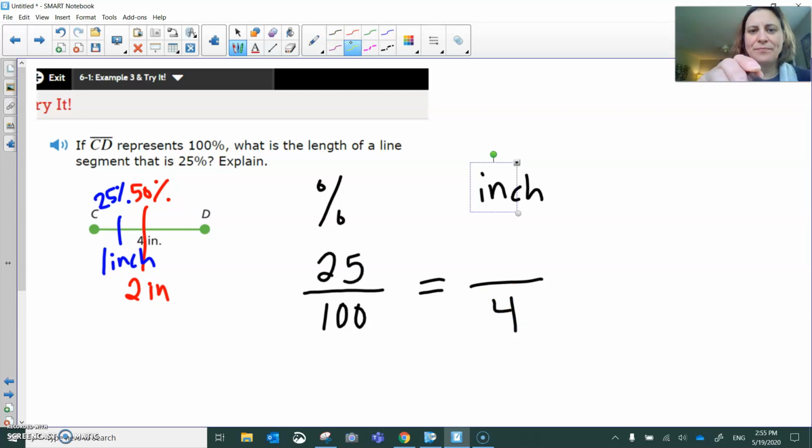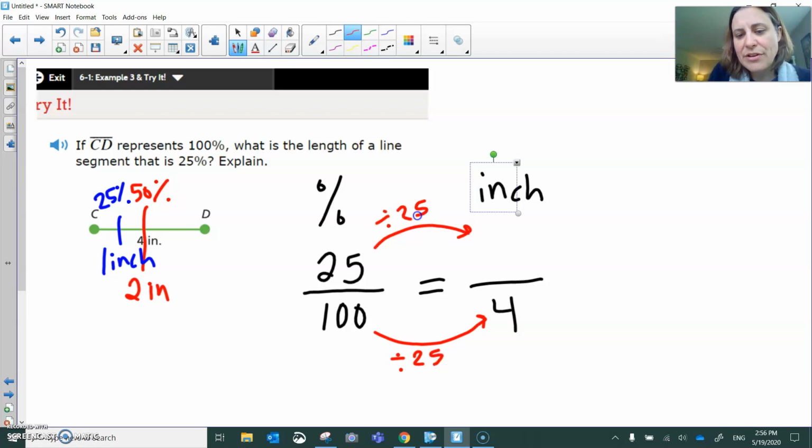And so you probably wouldn't do it this way with this question because the question isn't difficult enough, but if they had numbers that were harder to deal with, then you would want to use this method. So you can think, what would you do to 100 to get to 4? And the answer is you would divide it by 25. So you have to divide this by 25 also, and 25 divided by 25 is 1. So 1 inch would be your answer.